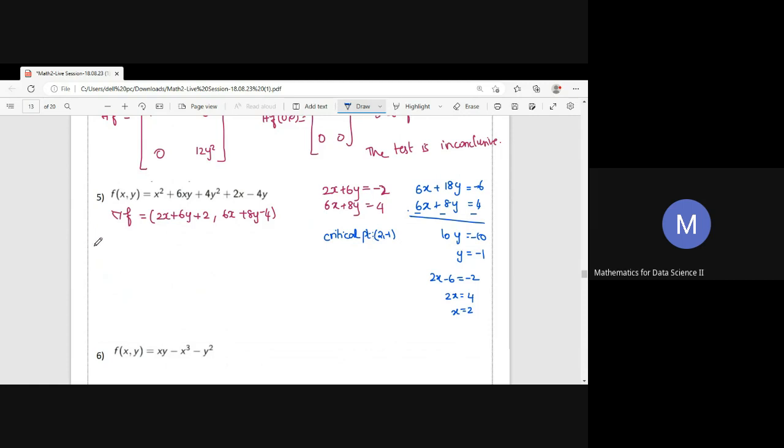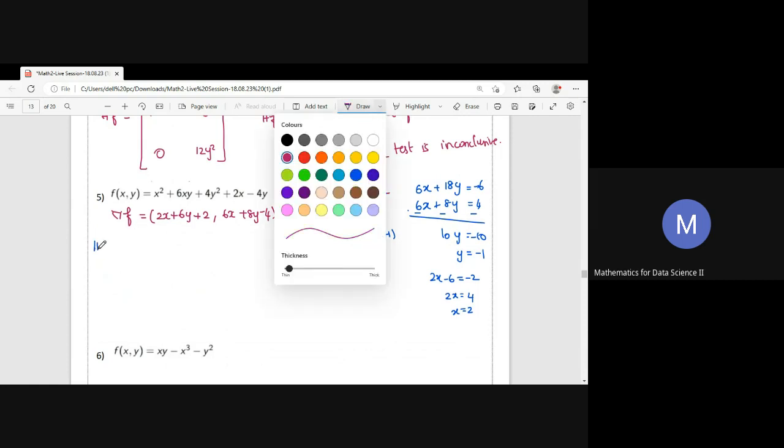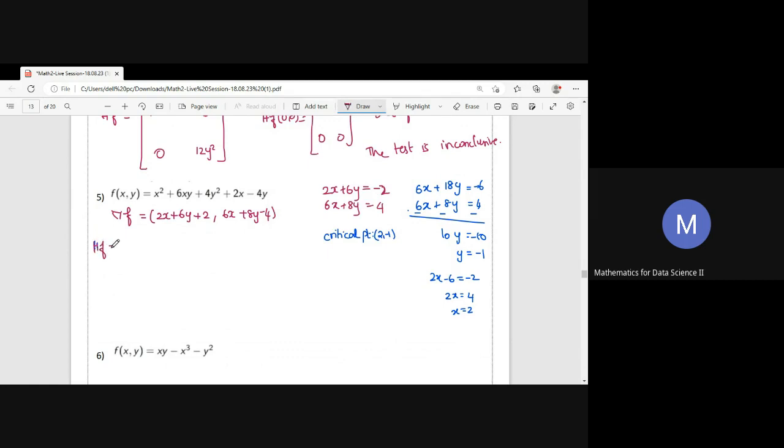Now let us look at what is the Hessian matrix. What is your Hessian matrix now? What is the derivative of this with respect to x? 2. What is the derivative of this with respect to y? 6. Sorry, I told the wrong one here. So for this, the derivative with respect to x is 2, with respect to y is 6. And the derivative of this with respect to x is 6, and with respect to y, 8. Okay.